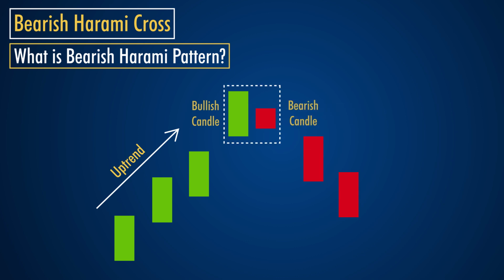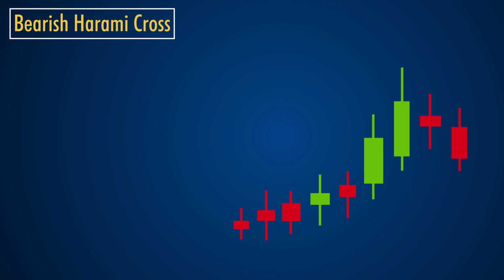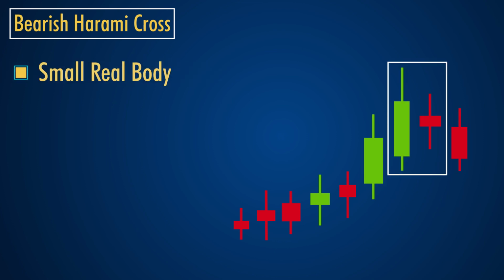One should note that the important aspect of the bearish Harami candlestick is that prices gapped down on day 2 and also they were unable to move higher back to the close of day 1. Now the Harami cross is characterized by a very small real body, almost like a doji. The smaller the real body, the better it is for this formation.